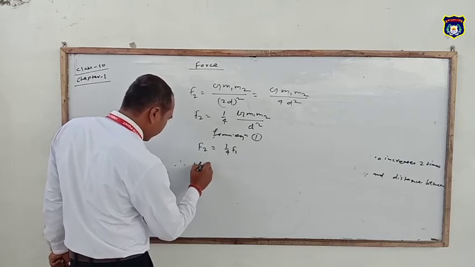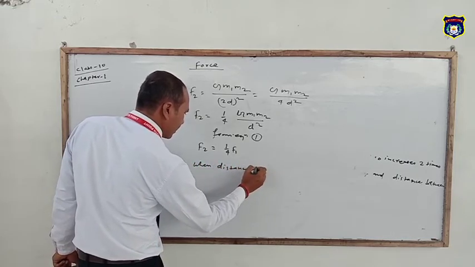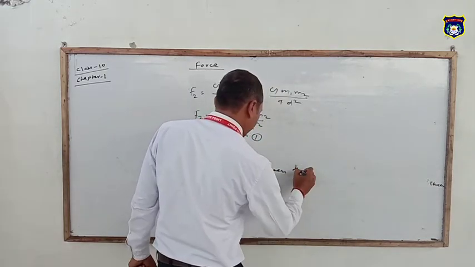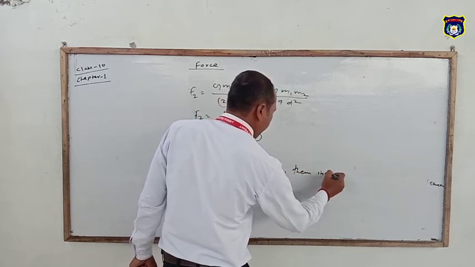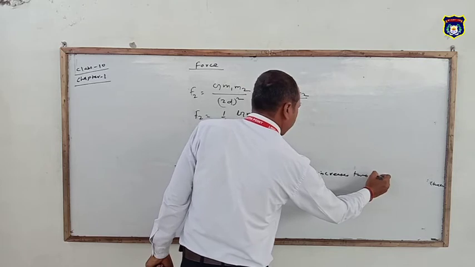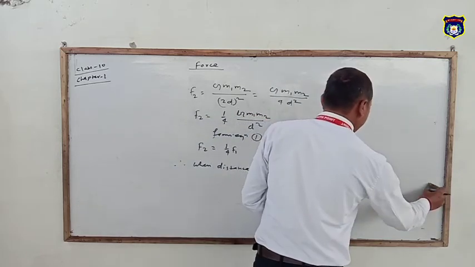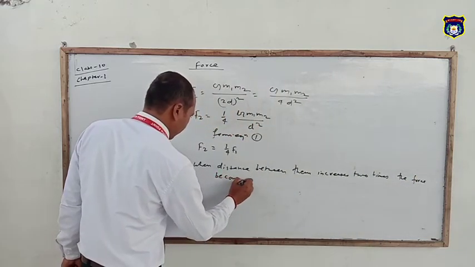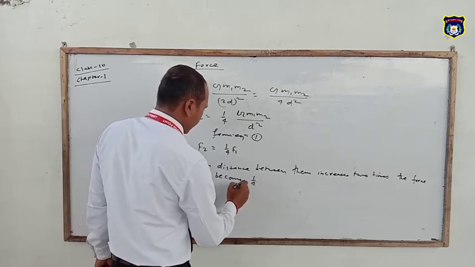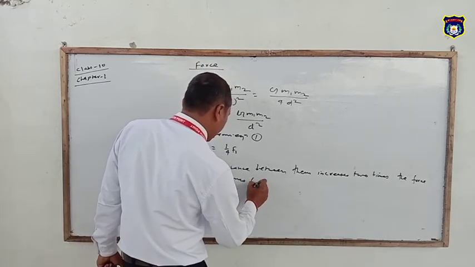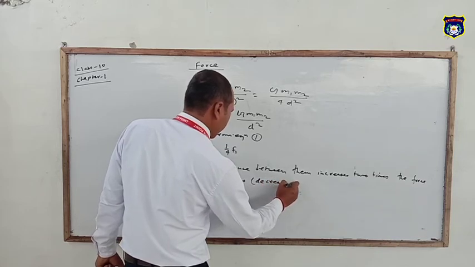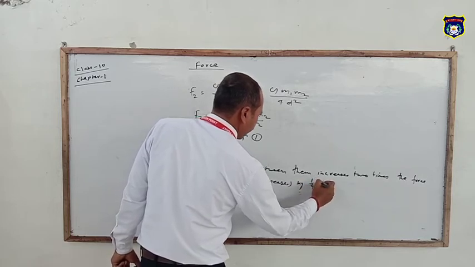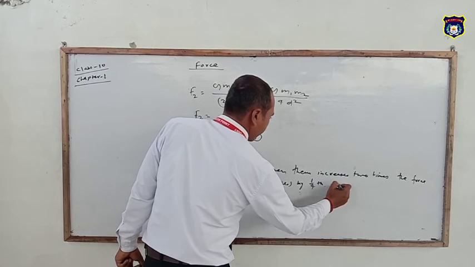It means when the distance between them increases 2 times, the force becomes, or decreases to, 1 by 4 times. Okay.